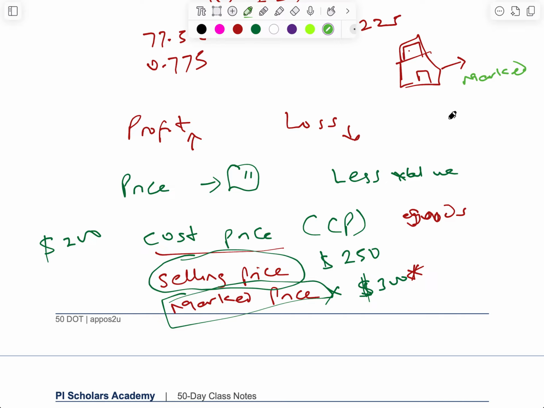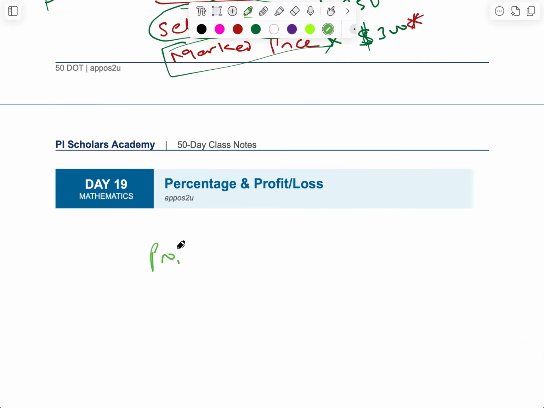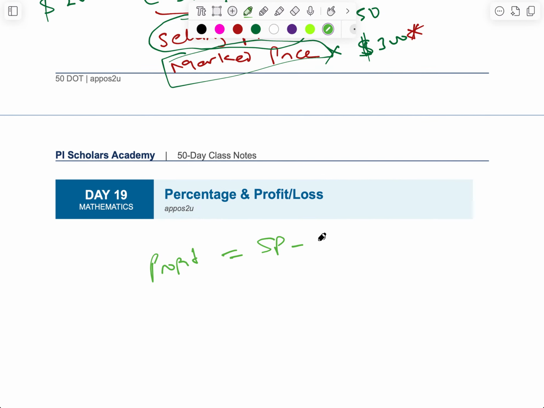So the moment you sell it out, that exact amount that you sell it for is your what? Is your selling price. And that is why profit is always the selling price minus what? Selling price minus the cost price. Profit is always the selling price minus the cost price. But let's say you lose money in the process as well. That is loss. Loss will now be cost price minus selling price.